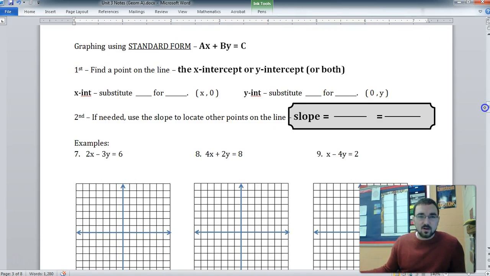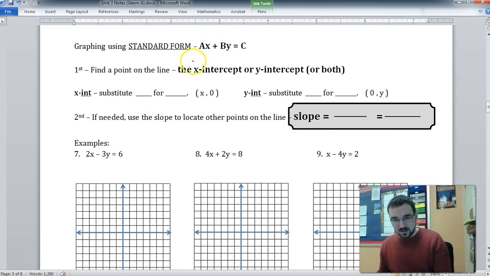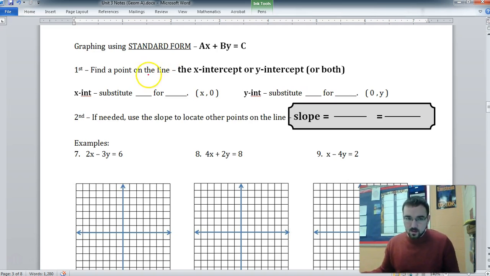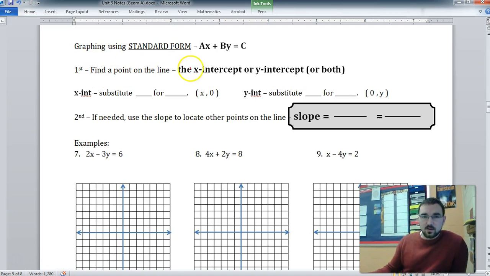Okay, so we're going to move on. This is the last part of section 2, I should say. Standard form. This is the fun one, because this is the one that almost everybody forgets. This is the one where we have to use a special formula to figure out the slope, and we might have to transfer into a different form or two. Okay, so first, find the point on a line, the x-intercept or the y-intercept, or, whoa, both.